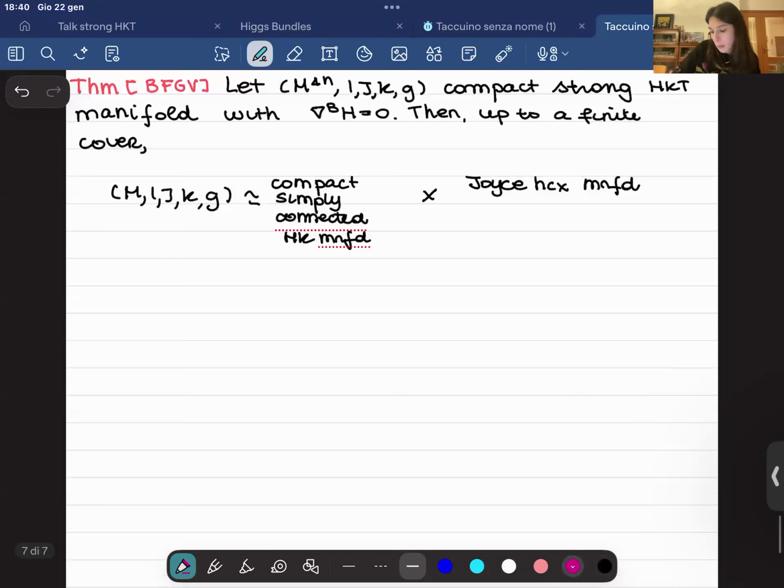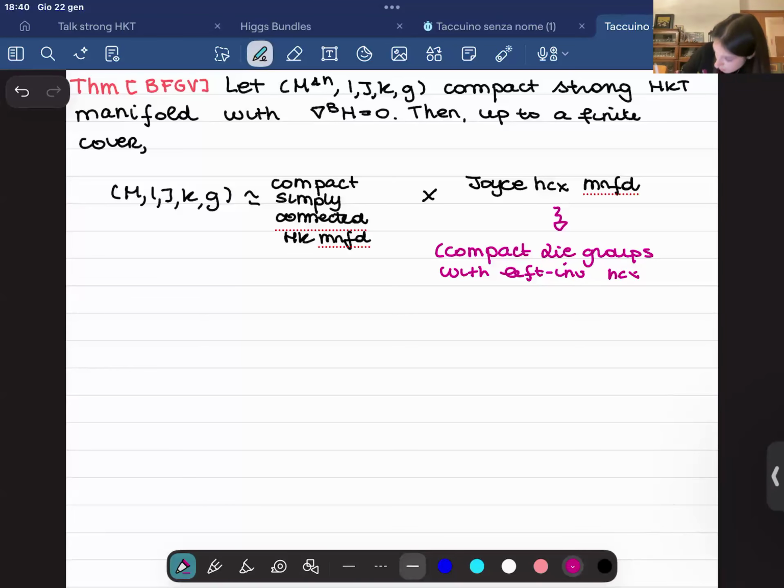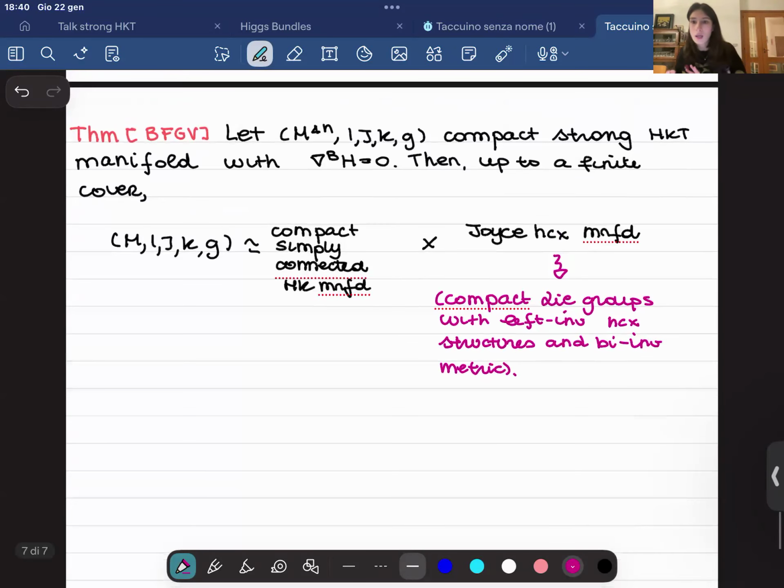So I'm not being precise here, but just keep in mind that Joyce hypercomplex manifolds are nothing else than compact Lie groups with left invariant hypercomplex structures and bi-invariant metric. But here, again, I'm not really precise. But this is more or less what happens.